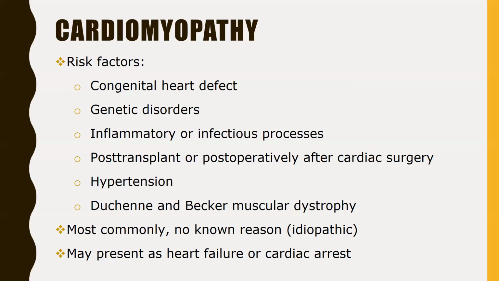So you have three types: restrictive, dilated, and hypertrophic. Restrictive cardiomyopathy is rare in children, and it's a result of atrial relaxation. Dilated cardiomyopathy is the most common type in childhood, and it's the one that presents as heart failure because of the ventricular dilation and decreased contractility. And there may be some familial tendency towards dilated cardiomyopathy as well.